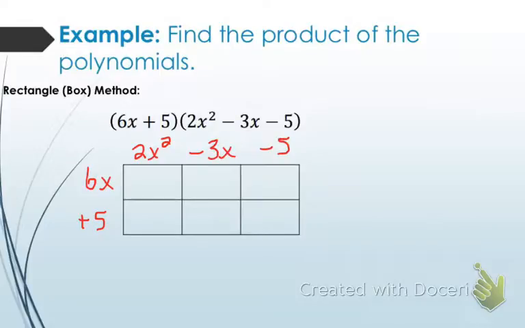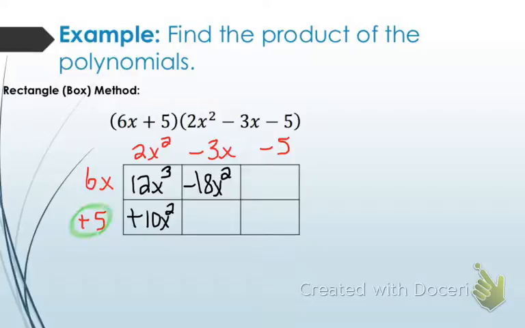I'm going to multiply everything, finding the area. Okay. First, I'm going to multiply these two. And that gives me a positive 12x to the power of 3. Next, I'm going to do that area. So 5 times 2x squared, positive 10x squared. Next one, 6x times negative 3x, negative 18x squared.